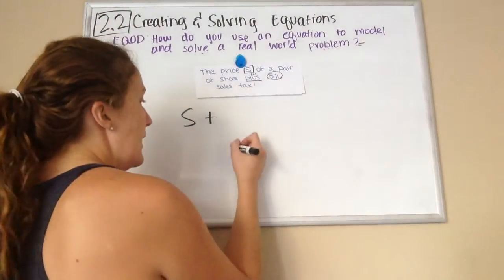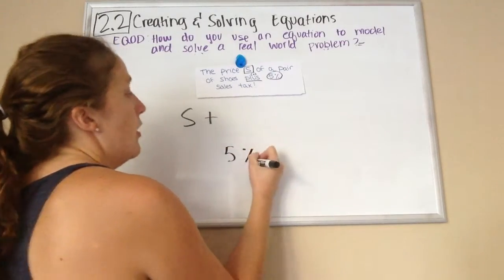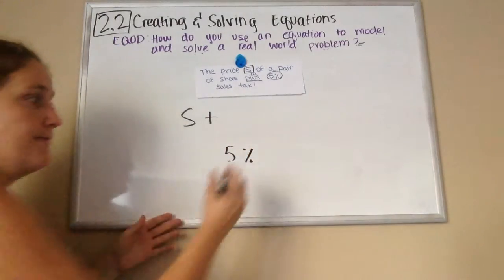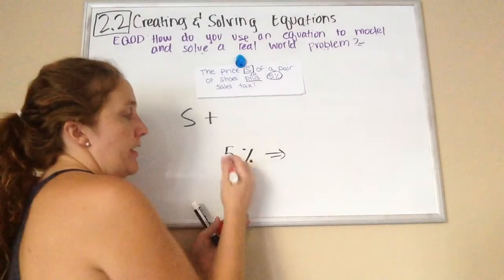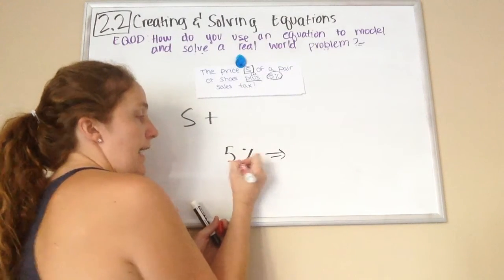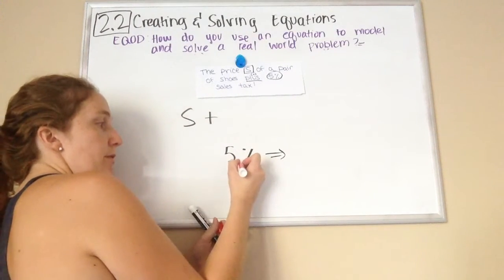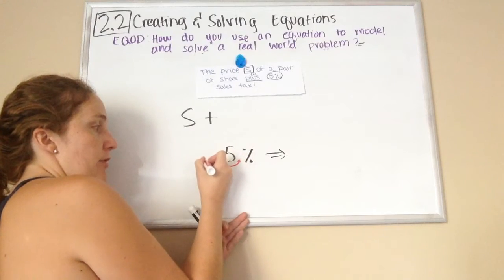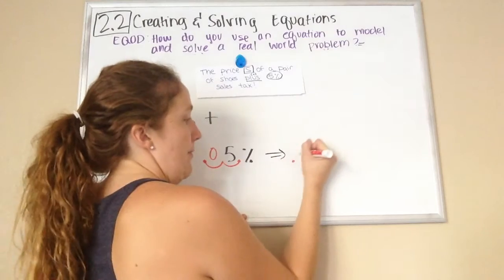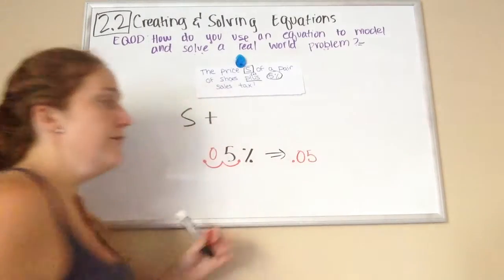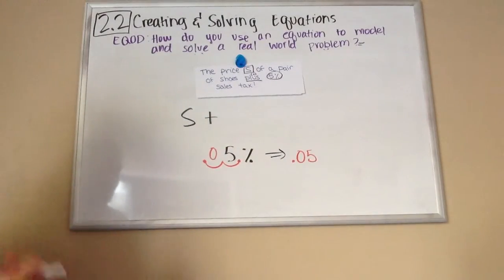So 5%, anytime that you see a percentage, we've got to change that to a decimal, right? So we've got to move our decimal over. Right now it's just a regular 5. Our decimal would be right after the number. We always move it to the left twice, put a new decimal, and add in a 0. So 5% becomes 0.05. Anytime you have a percentage, you've got to change it.